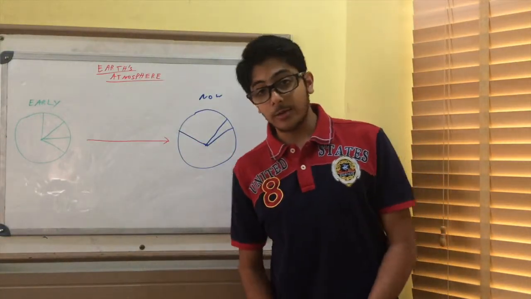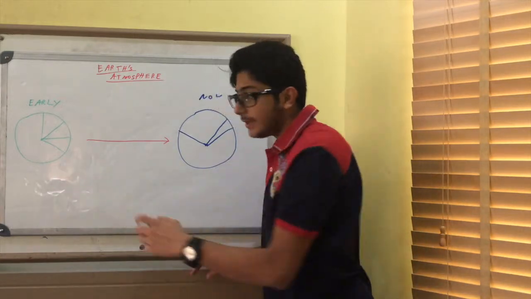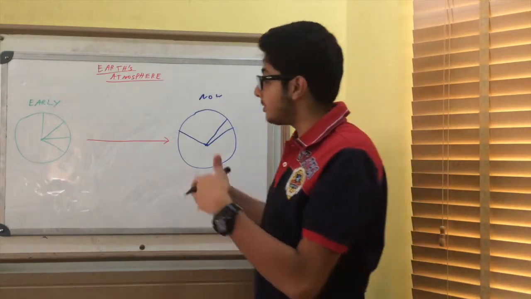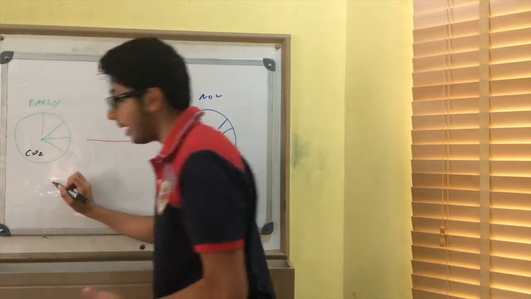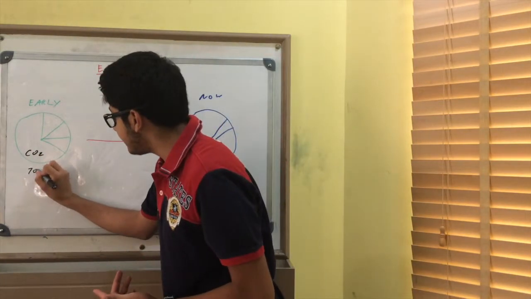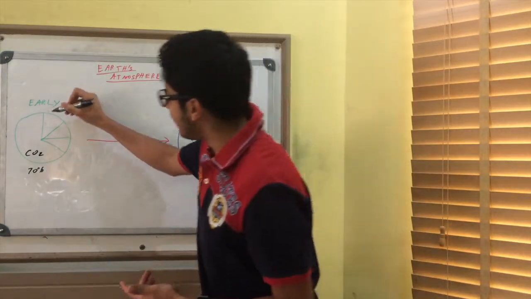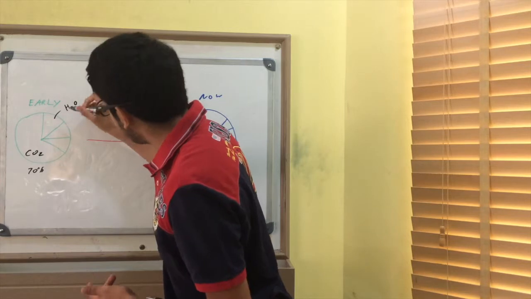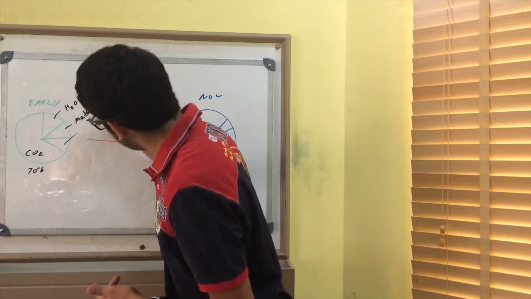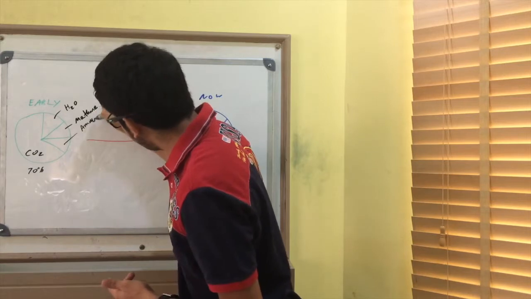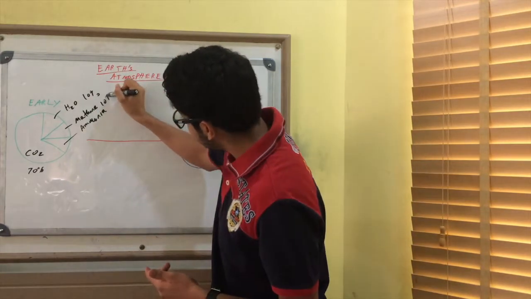Awesome tutor, and today we're going to be looking at the Earth's atmosphere. So, the Earth's early atmosphere, the most prominent gas was actually carbon dioxide, with about 70% of the Earth's atmosphere. And then of course we have water vapor, and methane, and ammonia. These are all around 10% each.